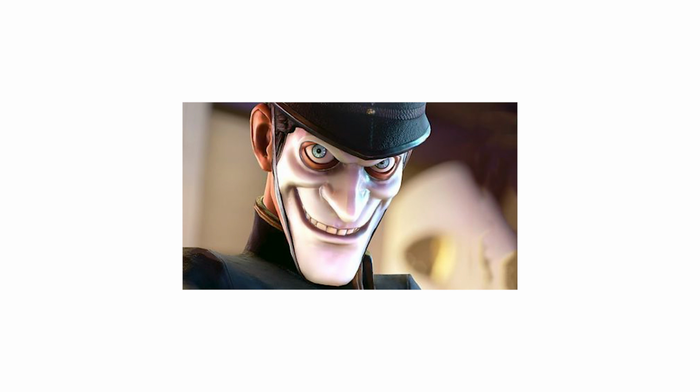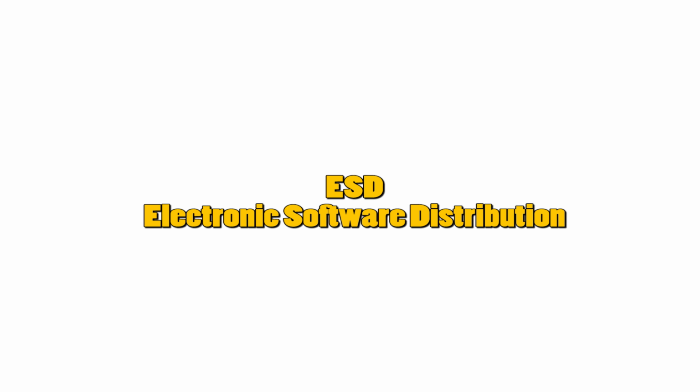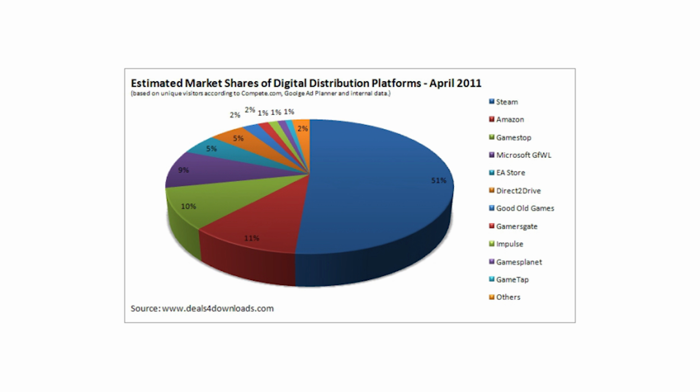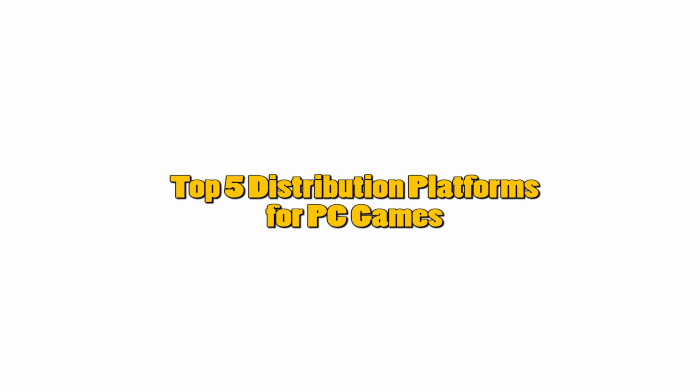Today we are talking about distributing a game, more specifically, where to distribute a game for PC. If you have something ready for distribution, then you are most likely going to use an ESD or electronic software distribution platform. Important to know that there are many options for different people, and at the end of the day it all depends on your preferences and your abilities. So let's begin our top 5 distribution platforms for games.